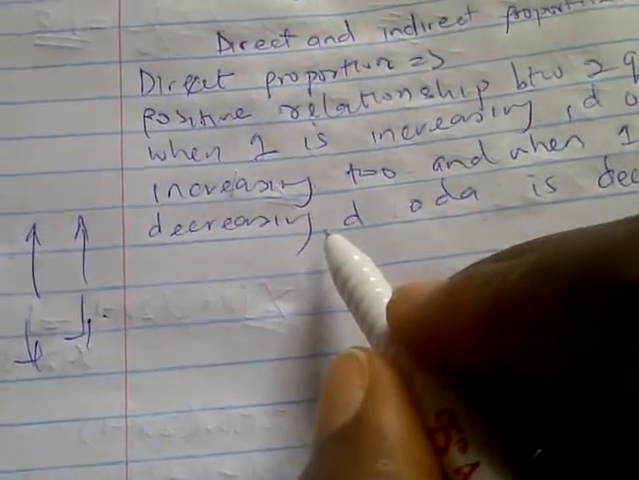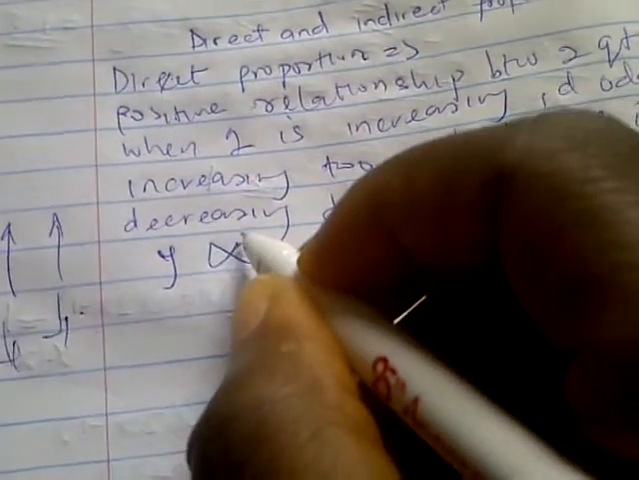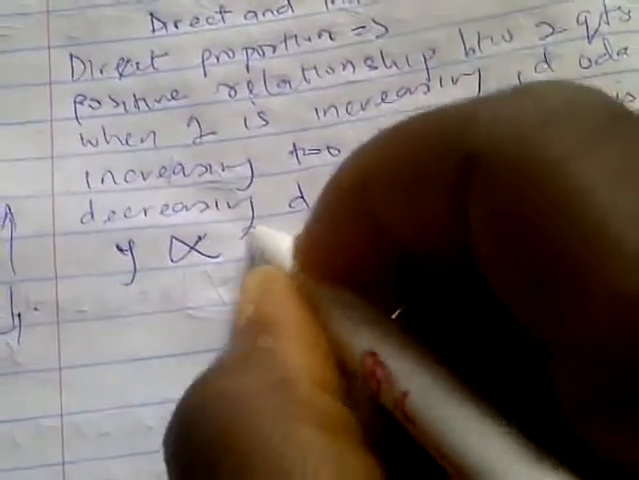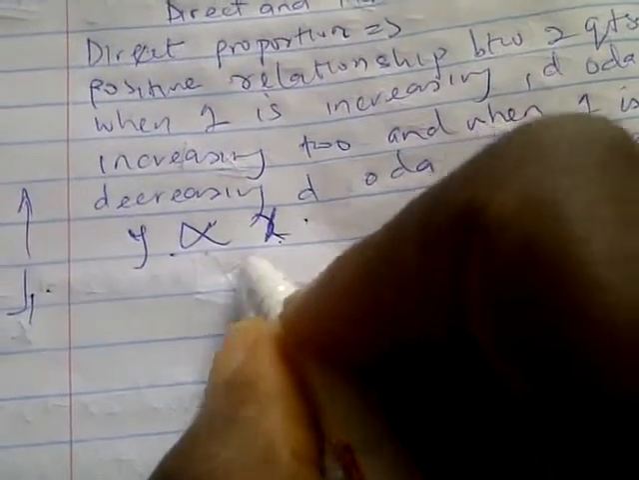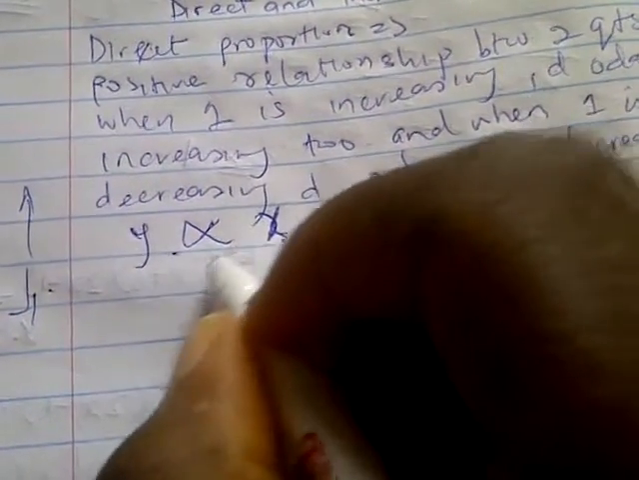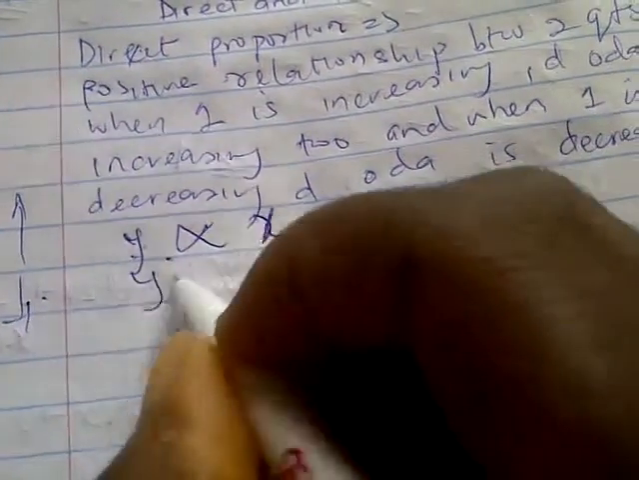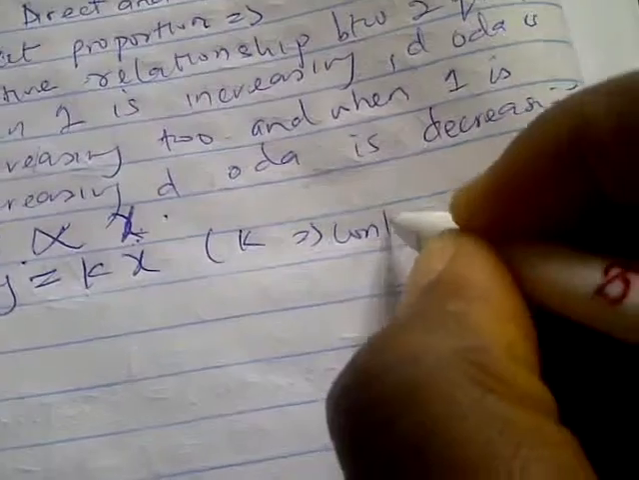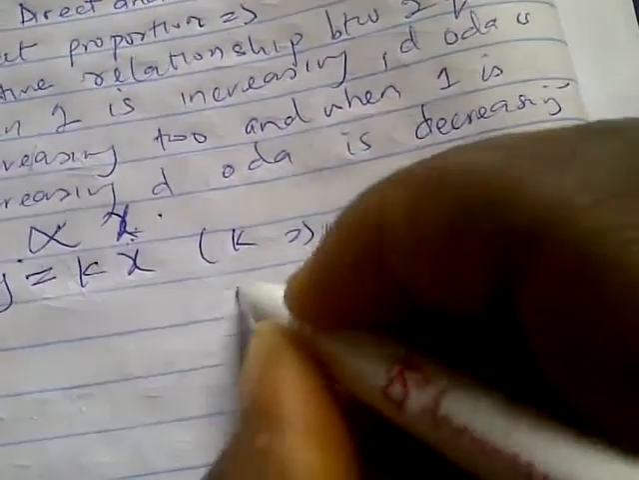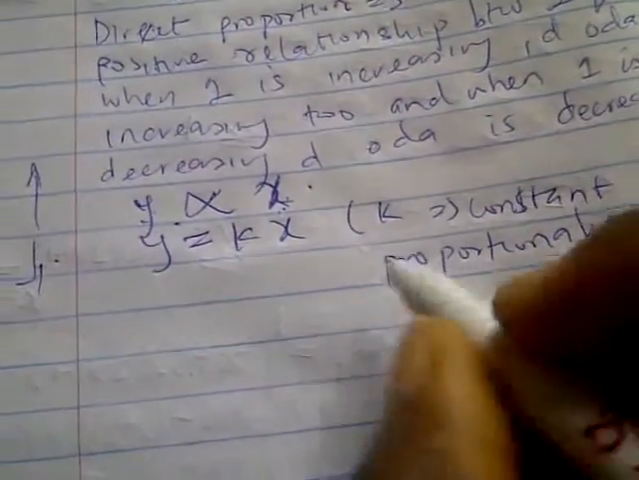Okay, now for example, in the question we're told that y is directly proportional, this is a symbol for proportion, to x. There's a constant k that we want to introduce into this equation, and make it an equation. Now if y is directly proportional to x, then y will be equal to kx, where k is a constant of proportionality.